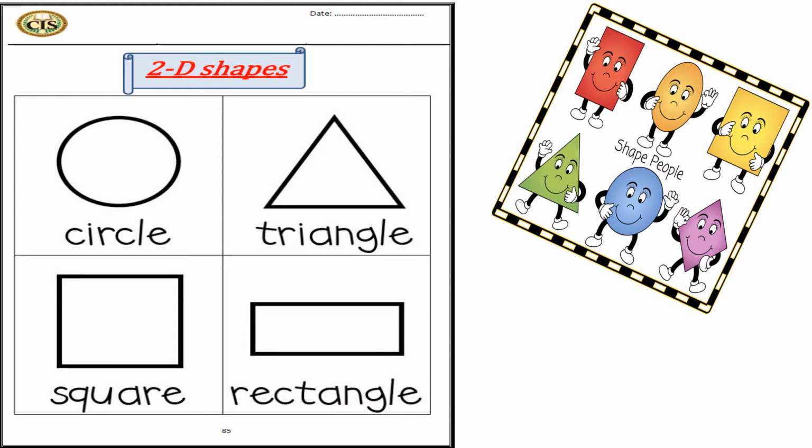Now let's open our booklet. These are called 2D shapes. Number 1 is called circle. Number 2, triangle. Number 3, square. And the last shape is called rectangle.